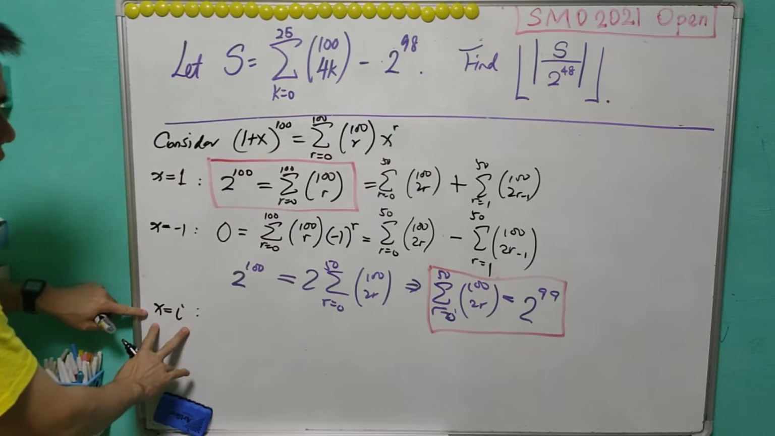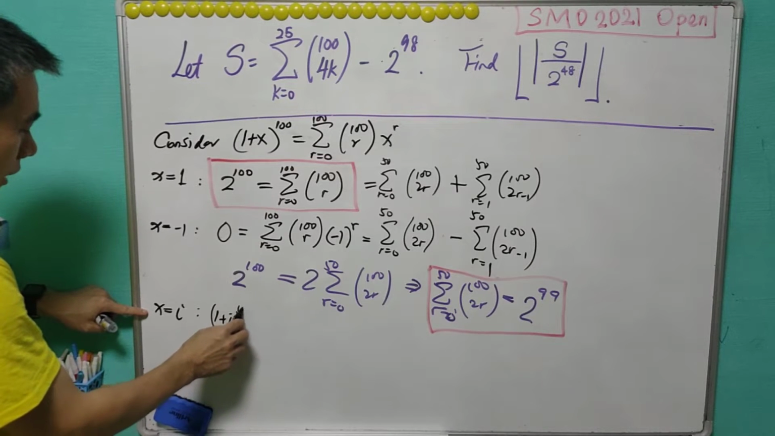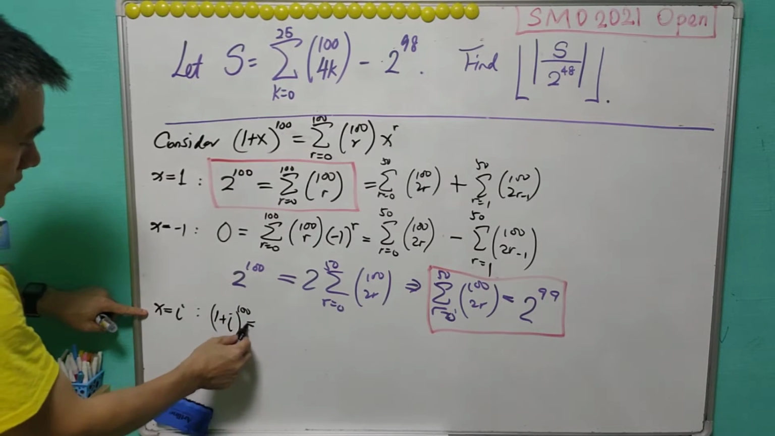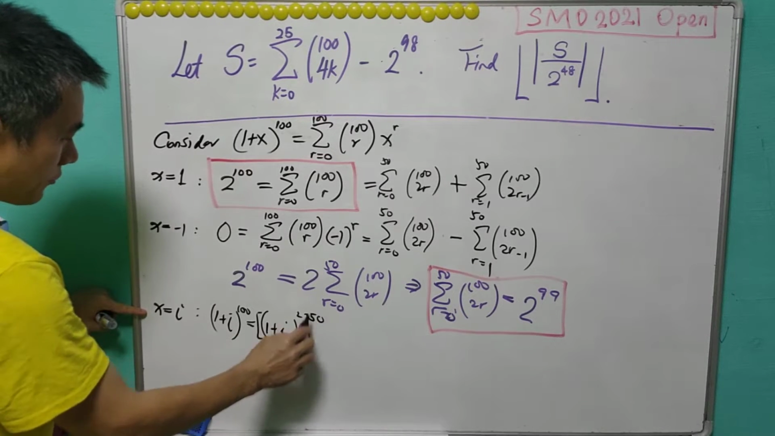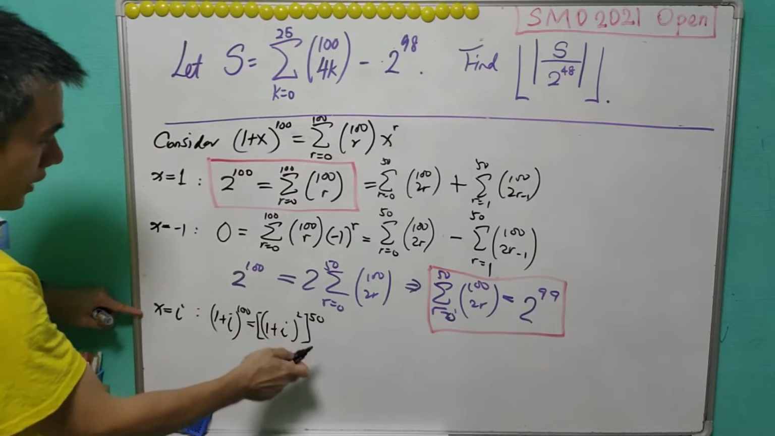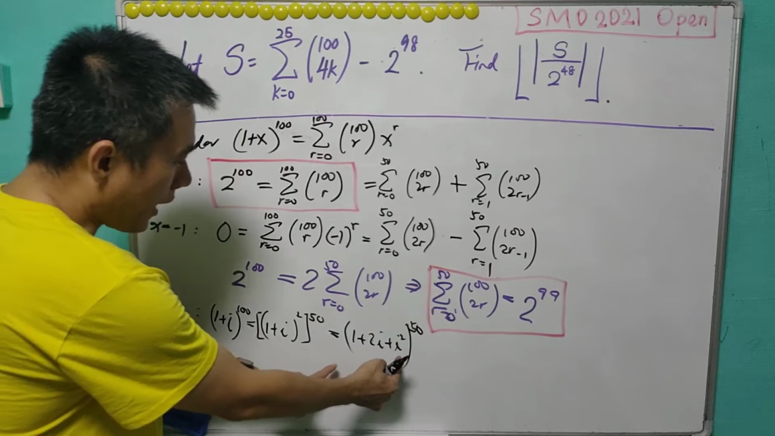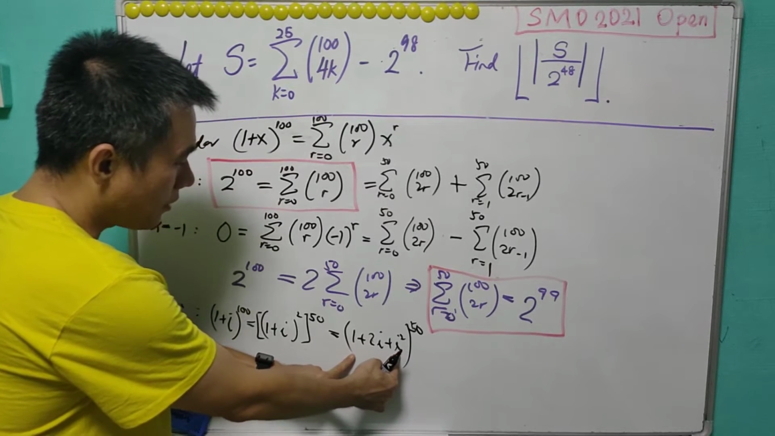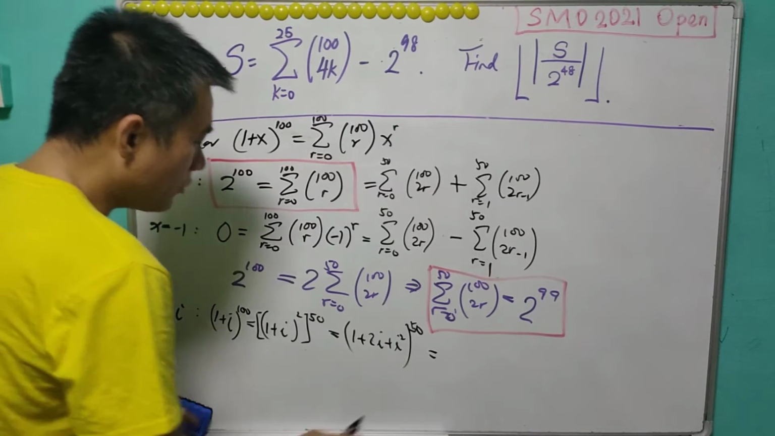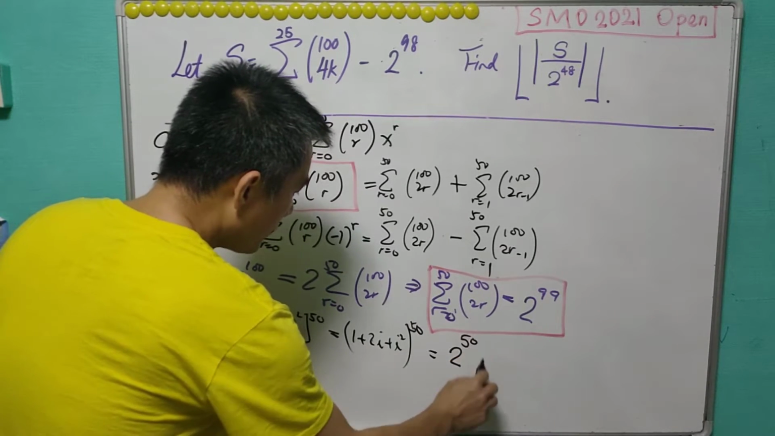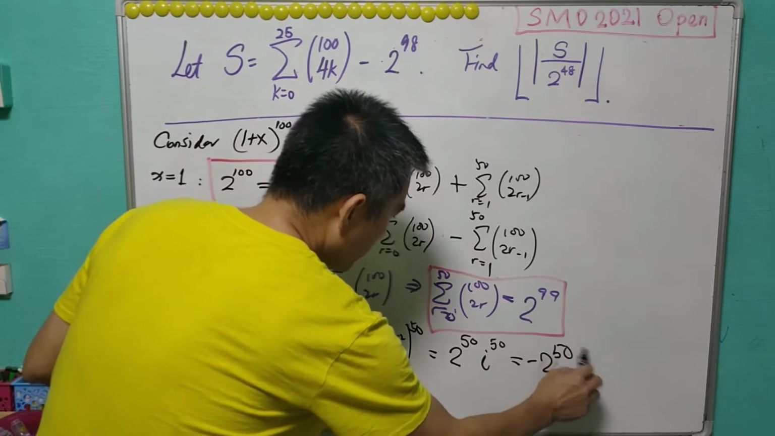Okay, so consider x equals i. Then 1 plus x will be 1 plus i, to the power of 100. Now this itself is equal to (1 + i) squared, to the power of 50. And (1 + i) squared is equal to 1 plus 2i plus i squared. We know that i squared equals negative 1, so this will cancel off, and we are left with (2i) to the power of 50. (2i) to the power of 50 will be equal to 2 to the power of 50 times i to the power of 50. We know that this is negative 2 to the power of 50.